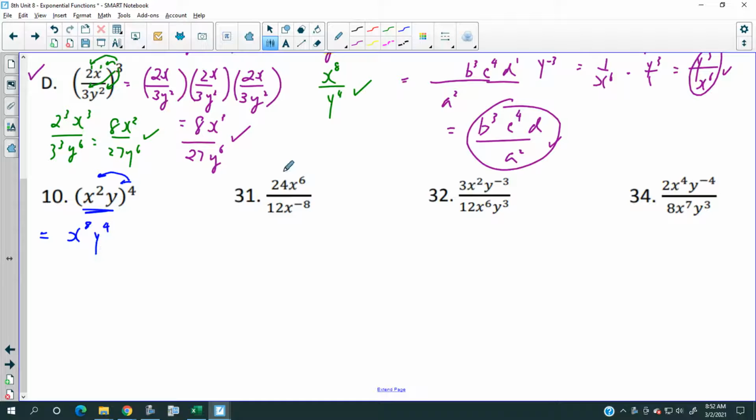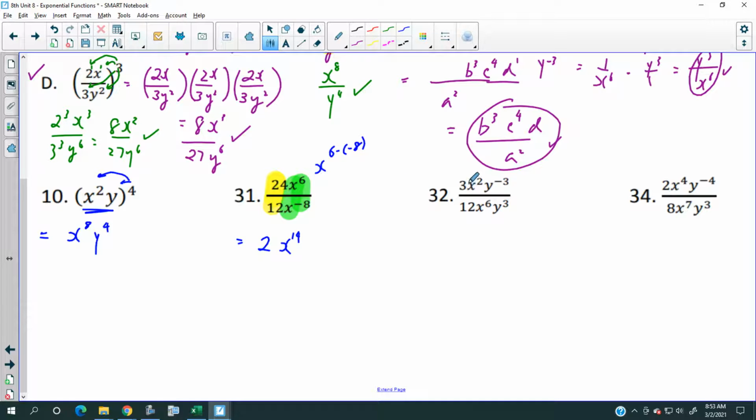Now, for this one, we've got to keep two things in mind. One is we look at these coefficients and treat them one way, and then look at these variables alongside their exponents and treat them another way. So here we've got 24 over 12, that's just 2. x to the 6 over x to the 8th really means x to the 6 minus negative 8. So that's 14. Nothing crazy.